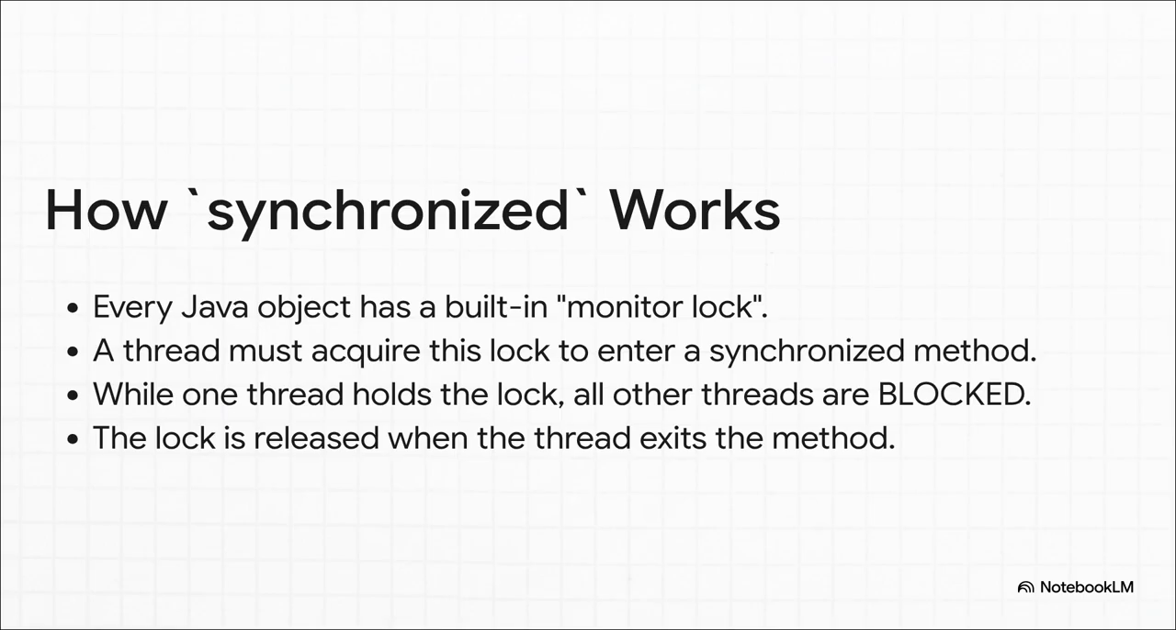Well, every single object in Java has a secret built-in lock. To run a synchronized method, a thread has to get permission. It has to grab that object's lock first. And while it's holding that lock, any other thread that shows up and wants to run that same method gets stopped at the door. They're blocked. They have to wait in line. As soon as the first thread finishes, it releases the lock, and the next thread in line gets to go. It guarantees our operations don't get mixed up.